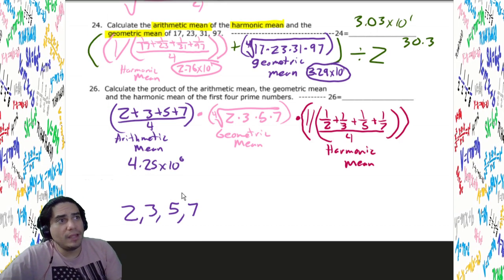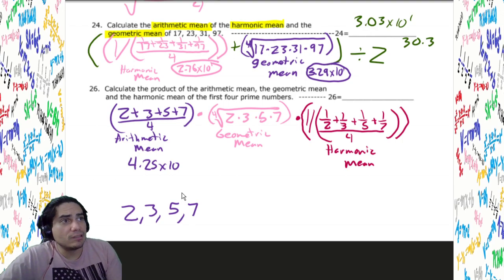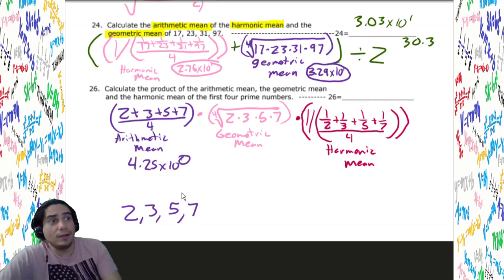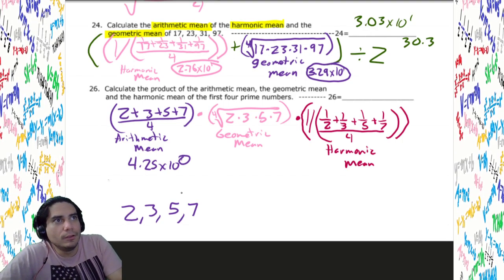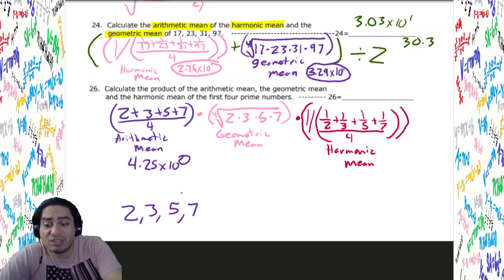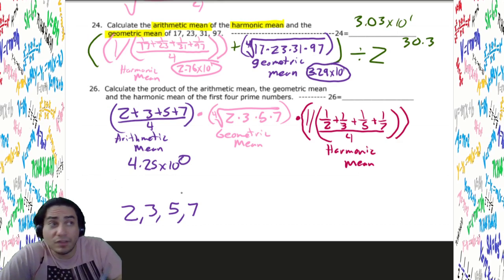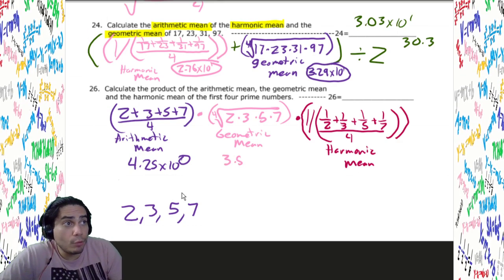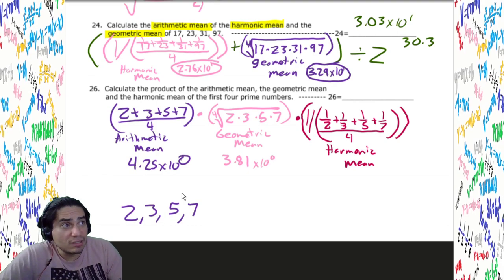I want it to look like a 0. Okay, there you go. That's a big old 0 right there. All right, now we're going to do 2 enter 3 times, 5 times, 7 times, 4 y root of x. And I end up with 3.81 times 10 to the 0.